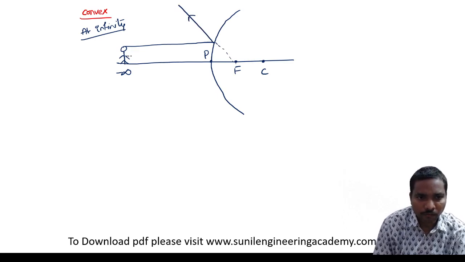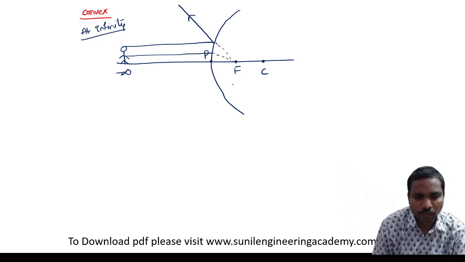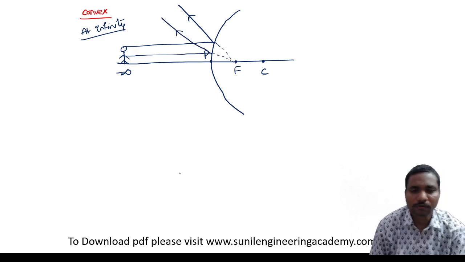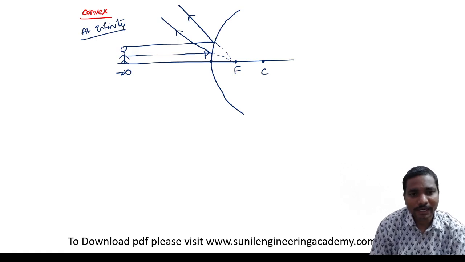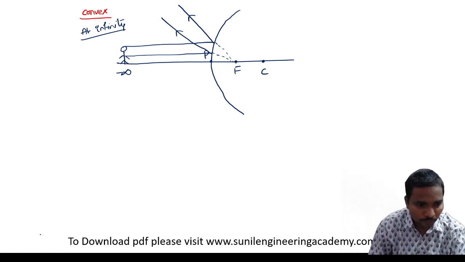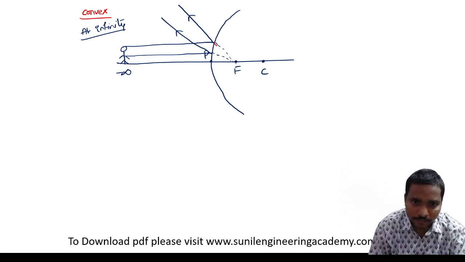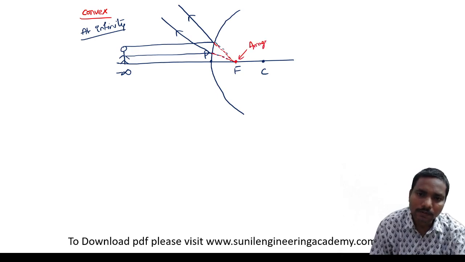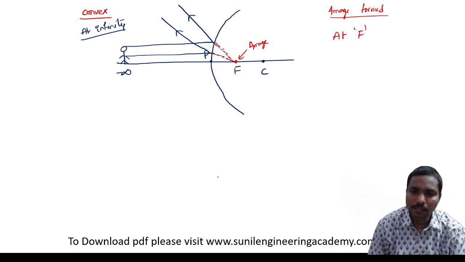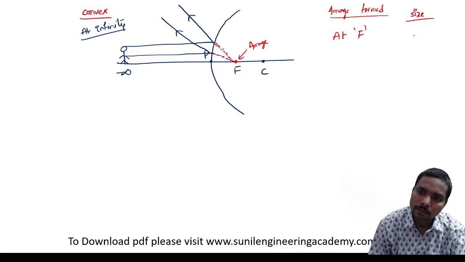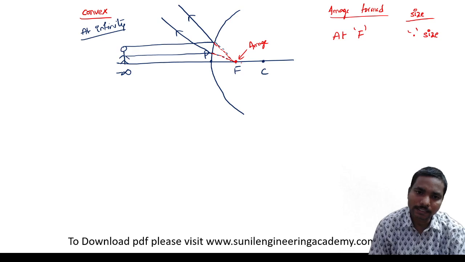If you take one more light ray towards the focus, it will also go in the same direction. So you are placing your object in the negative x axis, but the image may not be formed in the negative x axis. Why? Because these two rays may not meet. But if you extend these two in the virtual axis, they meet at the focus. So this is the image place. The image is formed at focus, and the size is point size, in the virtual axis.